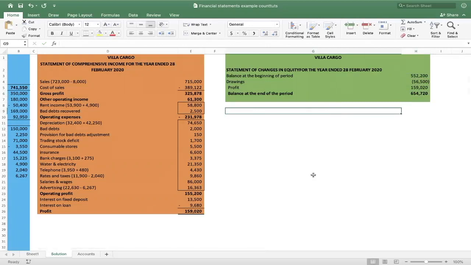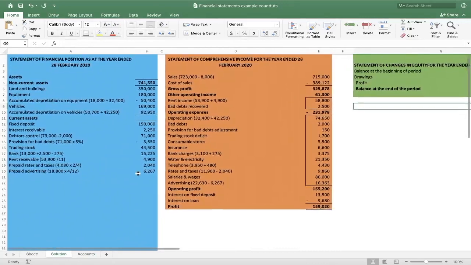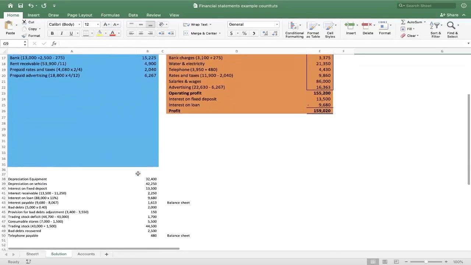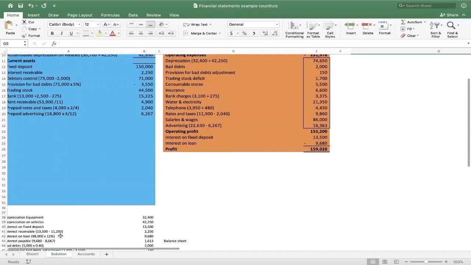Okay, and then now that we are done with the statement of changes in equity, we can now go to our statement of financial position and complete what we needed to complete. Okay, what else do we have here under our other calculations? On the balance sheet, well, we have the interest payable that we still need to account for, and the telephone payable, which goes into our current liabilities section of the balance sheet. Okay, so we'll deal with that one.